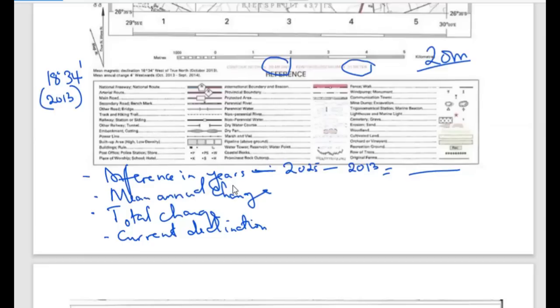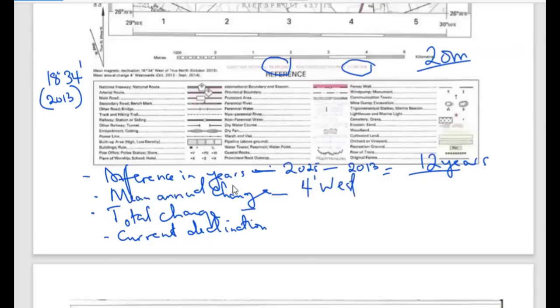Then after getting the years, in this instance, you have subtracted 2025 minus 2013. Then you go on to determine the mean annual change. The mean annual change, don't calculate it because it's provided for you. You just provide what is given there. Right? In this instance, let's say it's 12 years. Then mean annual change is 4 minutes to the west.